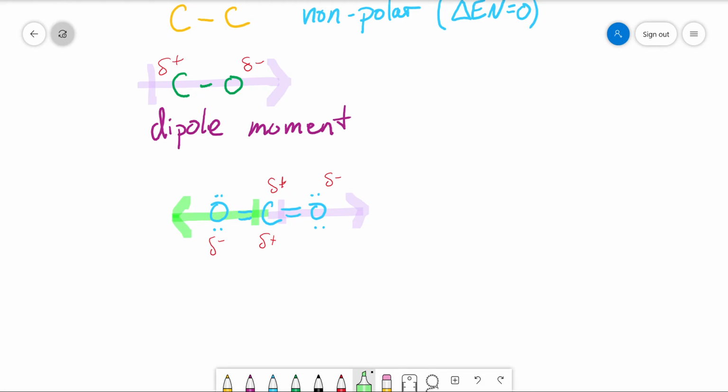So what we have here is a tug of war for the electrons on carbon dioxide. One oxygen is pulling to the left, one oxygen is pulling to the right. So what do we find? This is a non-polar molecule, and that's because the symmetry in this molecule cancels the polarity.